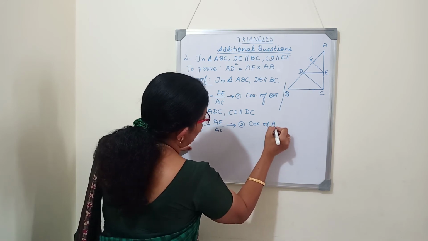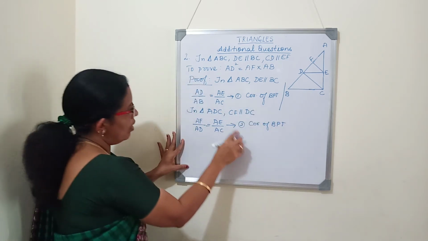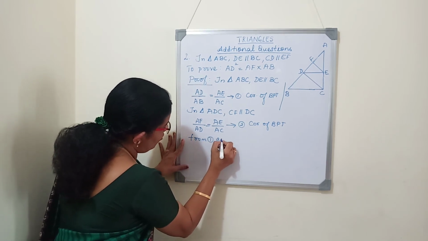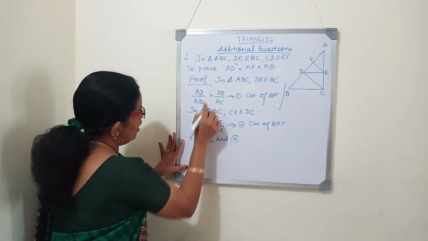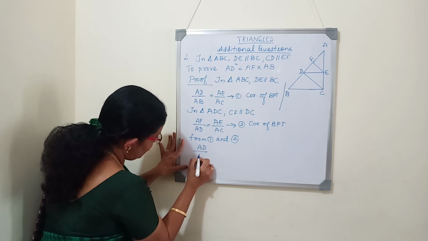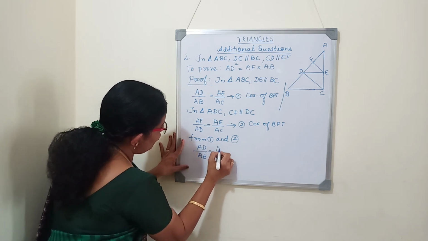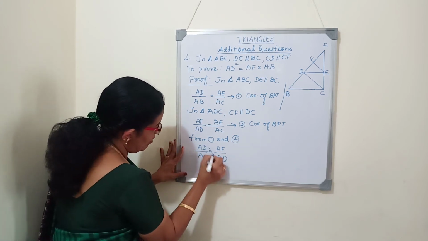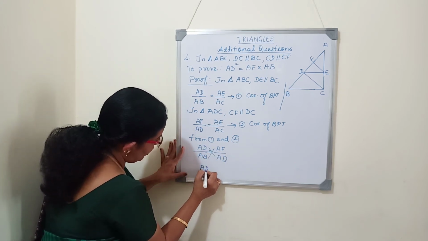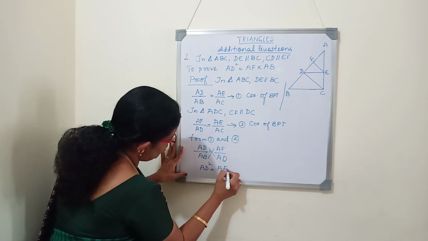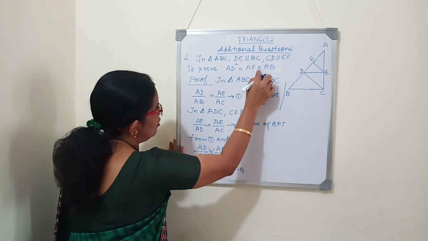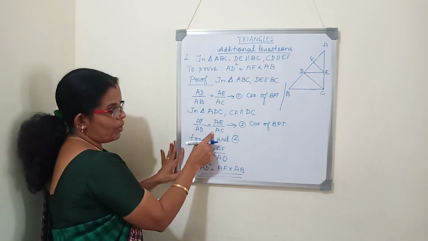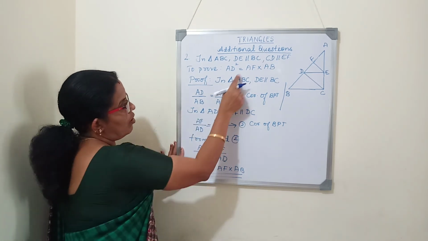Now look at the two equations, equation 1 and 2. The RHS are equal. So from 1 and 2 we can write AD by AB equals AF by AD. Now you cross multiply, we will get AD square equals AF into AB. That is what we wanted to prove. So here we applied the corollary and we got two equations. Comparing the equations, we got the answer.